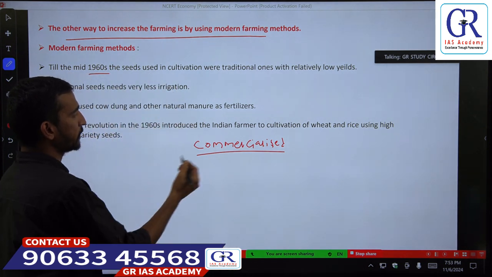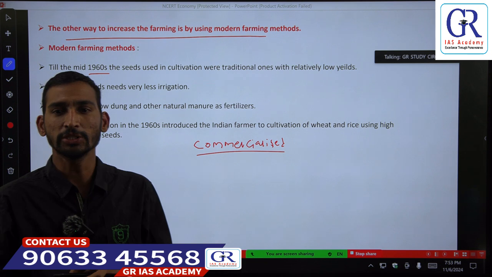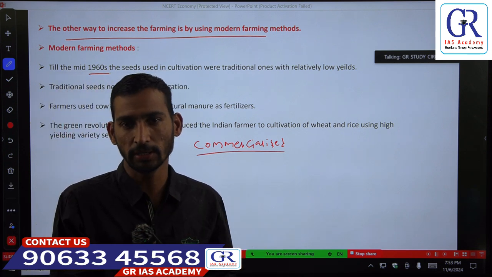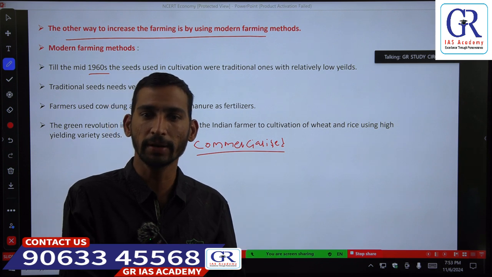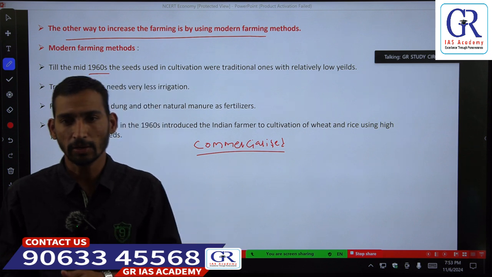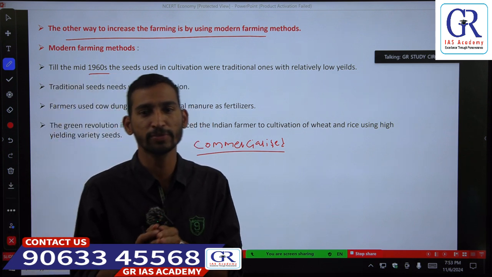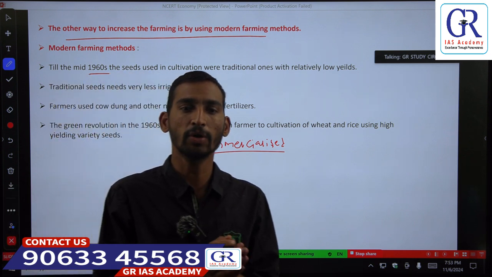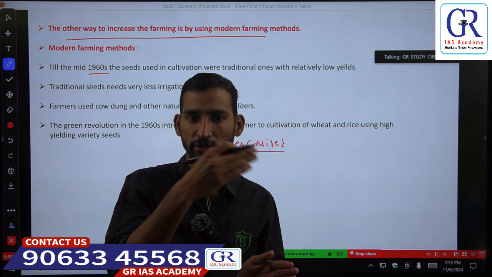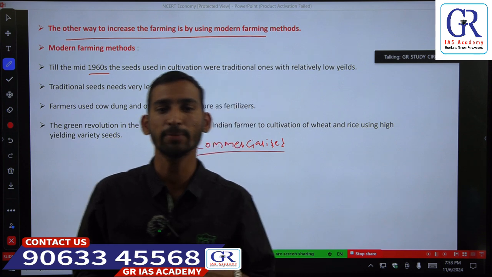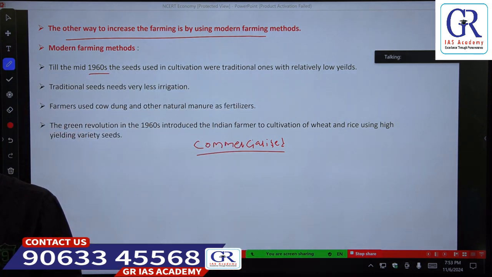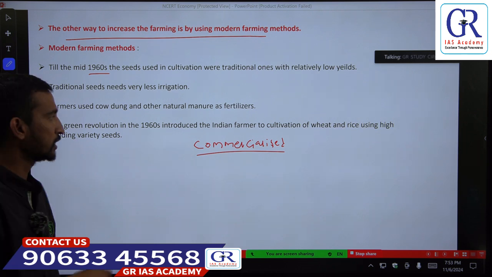During the British period, the Britishers commercialized the agriculture sector. Because of British policies, our agriculture sector has been commercialized. Earlier, farmers used to produce crops for the sake of consumption. Now, because of commercial policies introduced by the Britishers, they started producing the crops for the sake of selling, not for the purpose of consumption. So that is what happened.